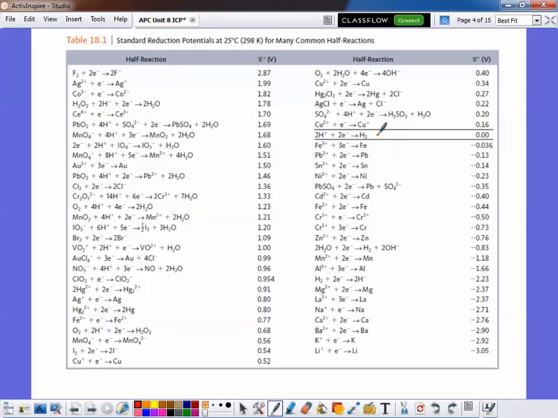Actually, in a few classes, you're going to do a lab like that, where you're not going to do the 50 that are on here, you're going to do like 5, where you're going to set up galvanic cells, comparing it to a standard.